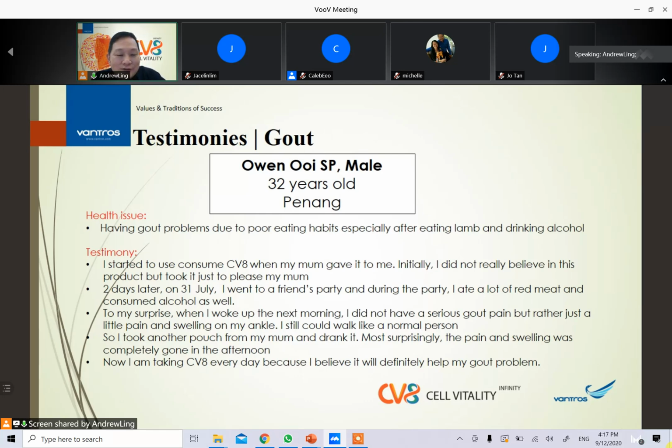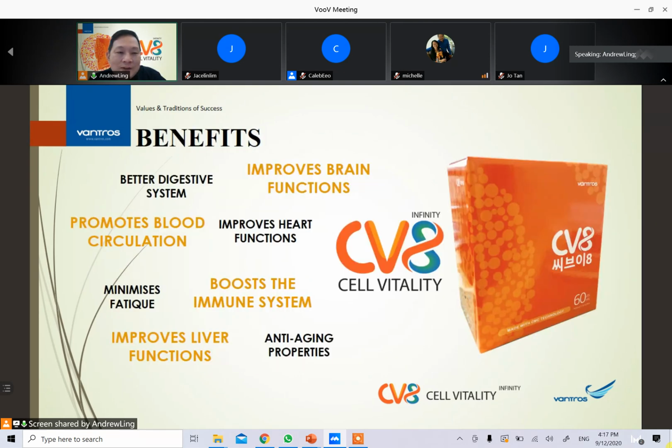So he decided to take another pouch from his mom and start to drink it. Now, after he drank it in the morning, in the afternoon, he realized that all the pain and swelling was completely gone by just drinking one pouch. Now he is taking this CV8 every day. So this is another testimony from the CV8 itself.